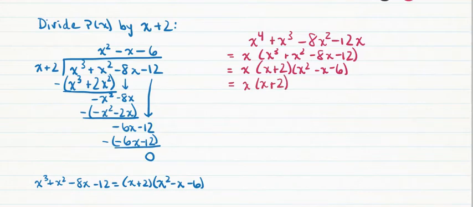So this is a simple trinomial quadratic expression. To factor x squared minus x minus 6, we would look for two numbers that multiply to -6 and add to -1, and we get the factored form x minus 3 times x plus 2. Okay, so now we've got it in factored form. The only thing we can do to write this in a more simple way is we see two factors of x plus 2, so I could write that as x plus 2 all squared. And so the factored form of this quartic polynomial is x times x plus 2 all squared times x minus 3.